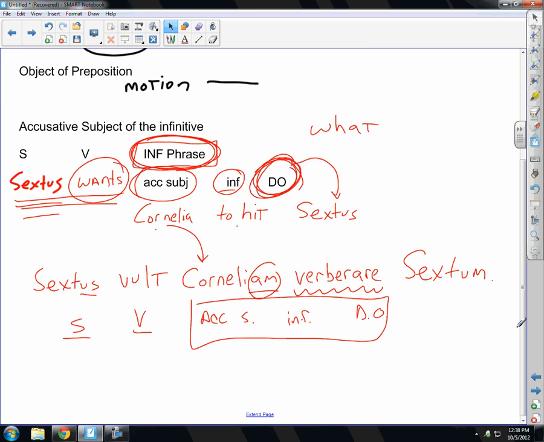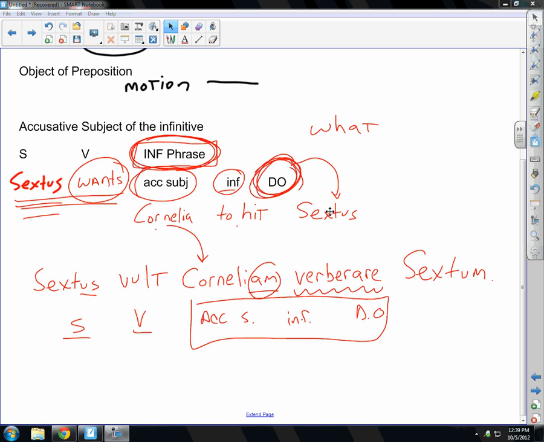So hopefully now we understand what an accusative subject is. Accusative subject is just the subject or the doer of the infinitive, which is an action, the action to hit. The doer of that to hit is Corneliam. So just like before, the subject was a doer of the action. However, because it's an infinitive and not a regular verb, we use an accusative subject instead.